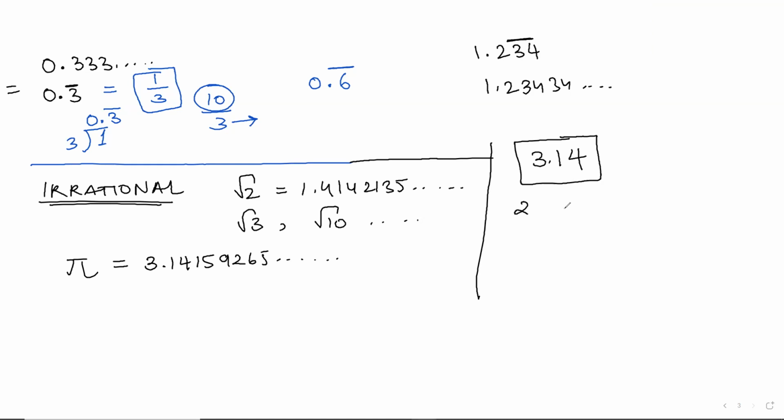Yeah, sorry. So 3.14 is a rational number. What do you think, Veer, Zoya? What do you guys think? Hamna? Yes, ma'am, it's a rational number. Okay, so it is rational.